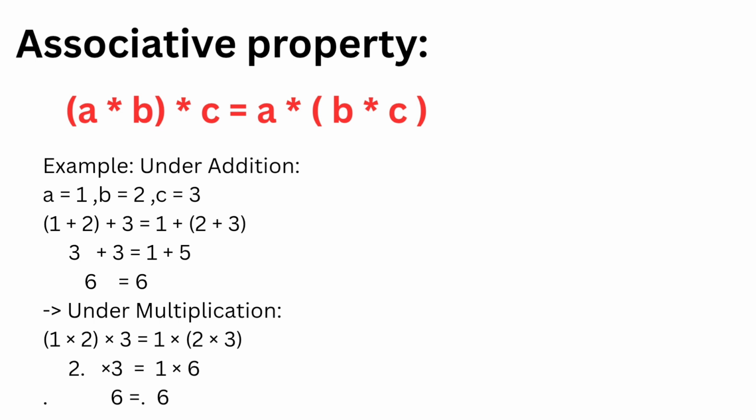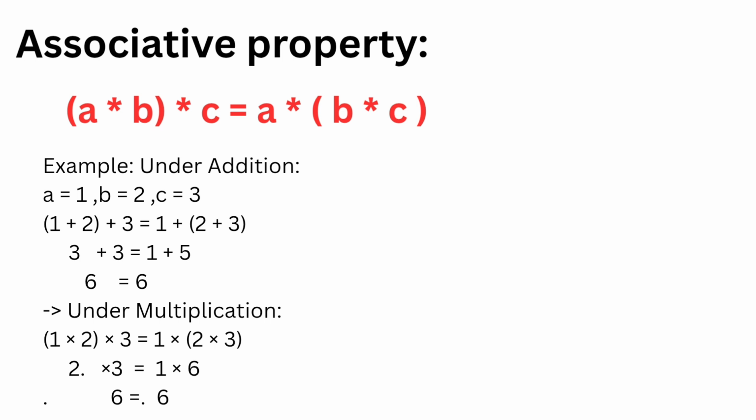Now next, associative property. A cross B cross C equals A cross B cross C. This is the formula. Now if we take addition, the binary operation becomes plus, and we are taking A equals 1, B equals 2, C equals 3. After substituting it in the formula, we are getting 6 equals 6. RHS equals LHS. Now it is satisfied.